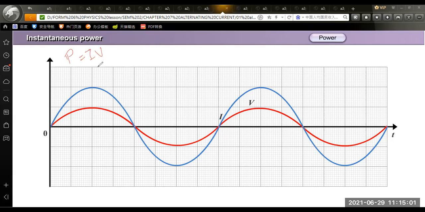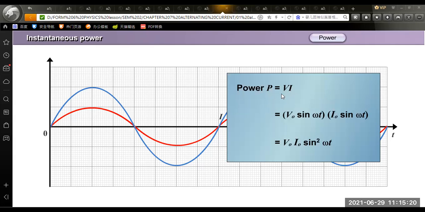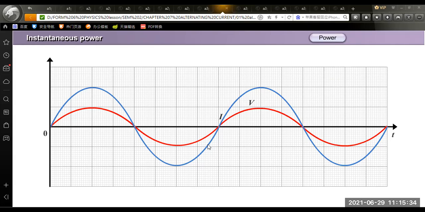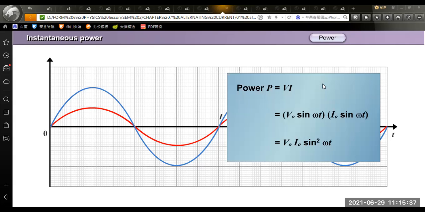That means that now it will be current times the voltage. So if current times voltage at 0, it will be 0. Maximum I, maximum V, that means that it will become higher. The power will become higher because it is the product of IV. So that means V naught sin omega t times I naught sin omega t. That means it will be I naught V naught sin square omega t.